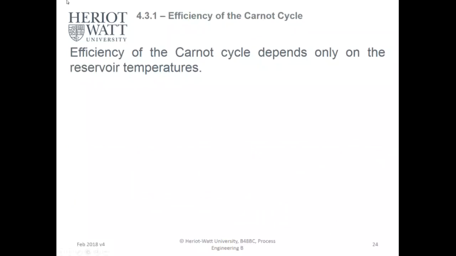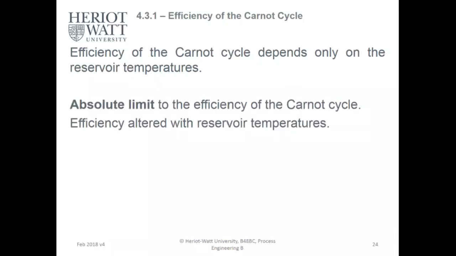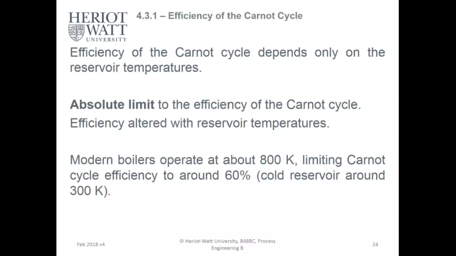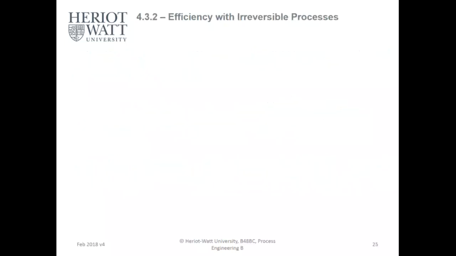So the efficiency of a Carnot cycle depends only on the reservoir temperature, based on the previous derivation, right? So it is the absolute limit to efficiency, and the efficiency is altered with the reservoir temperature. As soon as you change the reservoir temperature, you change efficiencies. And the hotter it is, the more efficient your transfer, because it's higher quality energy. Modern boilers operate at about 800 K, limiting the Carnot cycle efficiency to around 60%. And the cold reservoir is usually around 300 K.